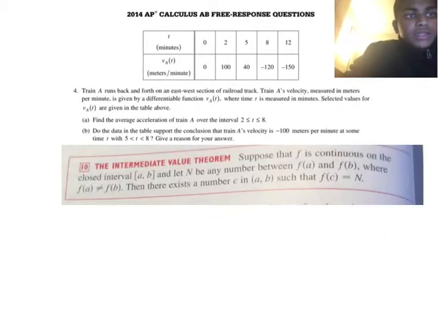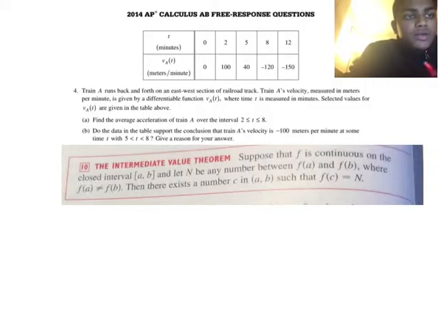Okay, on to part B. In this problem, it asks, do the data in the table support the conclusion that train A's velocity is negative 100 meters per minute at some time t within 5 to 8? Give a reason for your answer.